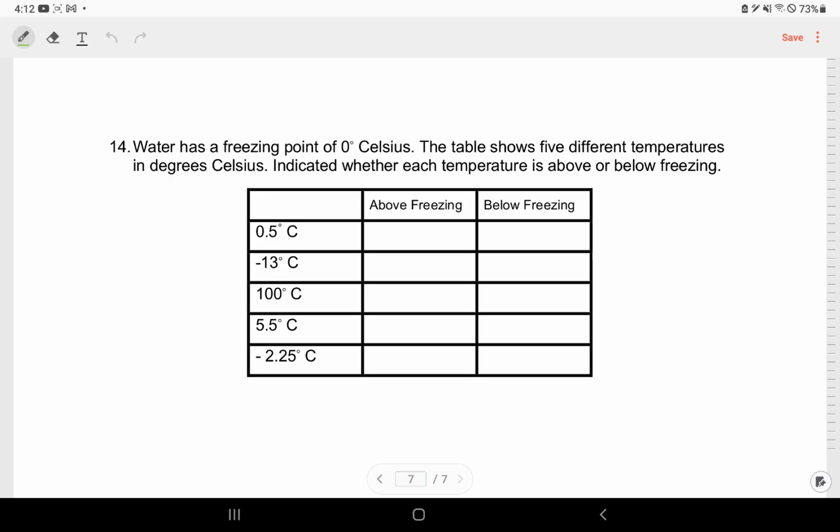All right, and so then for our last question. Water has a freezing point of 0 degrees Celsius. The table shows 5 different temperatures in degrees Celsius. Indicate whether the temperature is above or below freezing. Well, 0.5 is above freezing. -13, it's negative, so it's below freezing. 100, it's positive, so it's above. 5.5 is positive, it's above. Negative, it's below. And that's it.